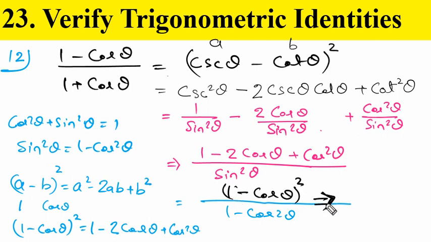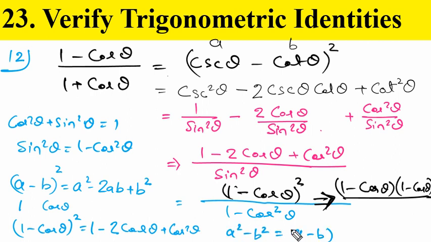Now 1 minus cos square theta, to simplify this, is nothing but 1 minus cos theta multiplied with 1 plus cos theta. Let me just write it properly again. Now this is a square minus b square, right? So if you have a square minus b square, what you can do is a minus b multiplied by a plus b. So 1 minus cos theta multiplied with 1 plus cos theta.